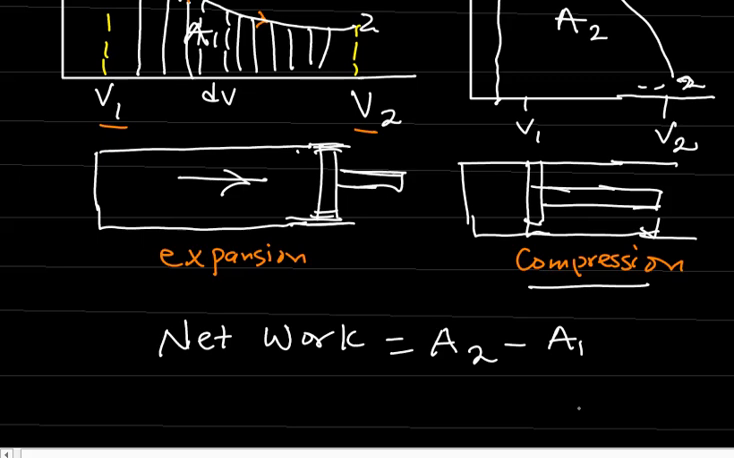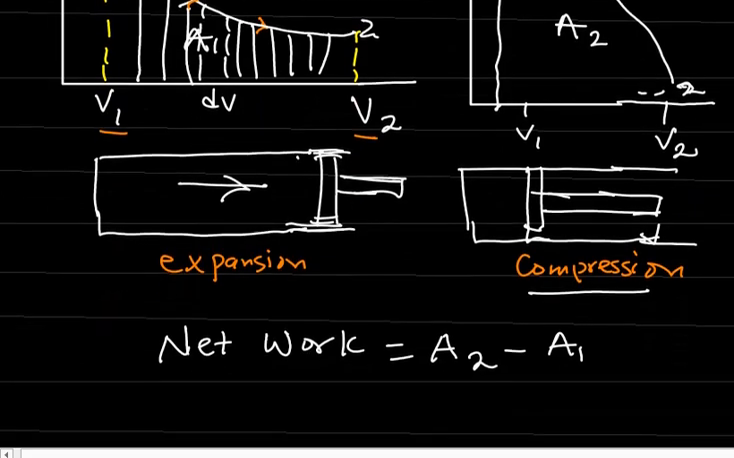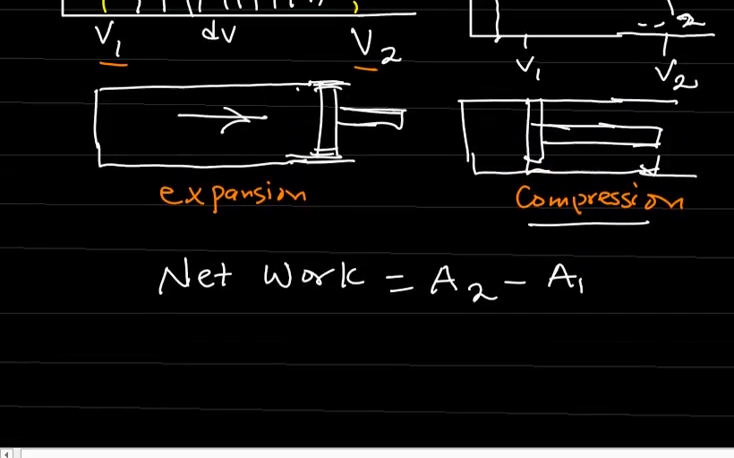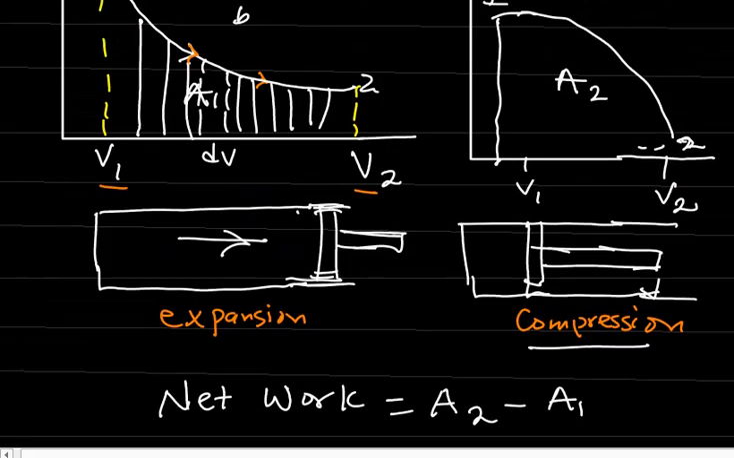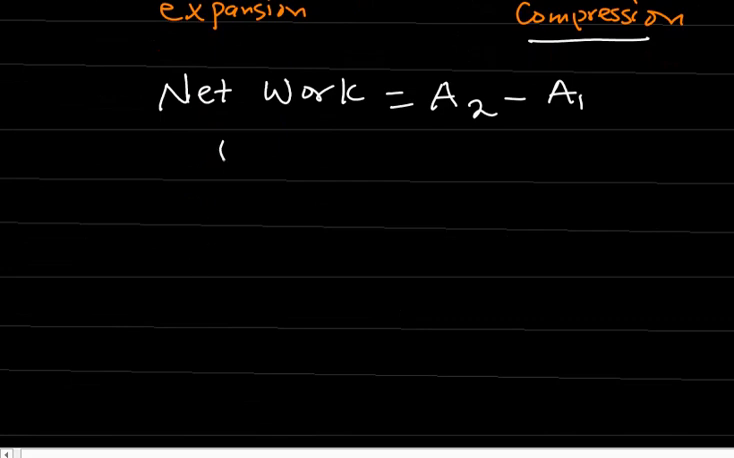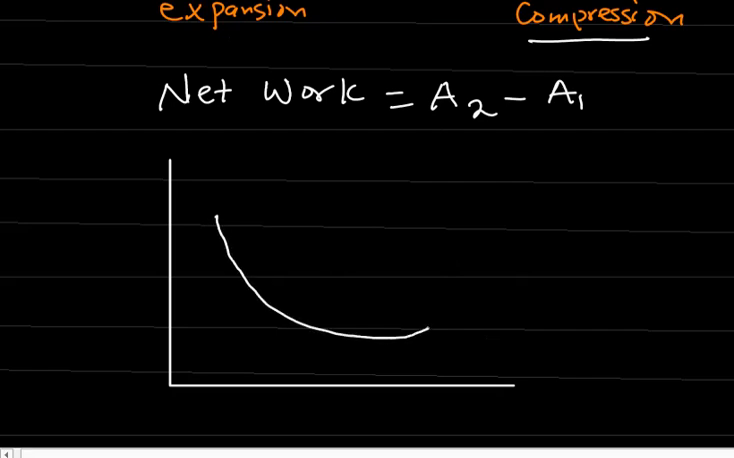Okay, the area under the graph. So the area under A2 minus A1, because at the end of the day, if you combine these two graphs together, you are going to have a loop. Okay, let me draw that. If you combine the two graphs together, this one goes through this part.